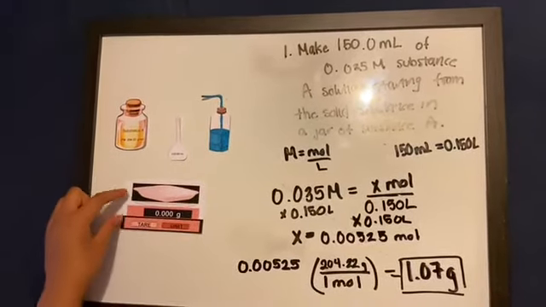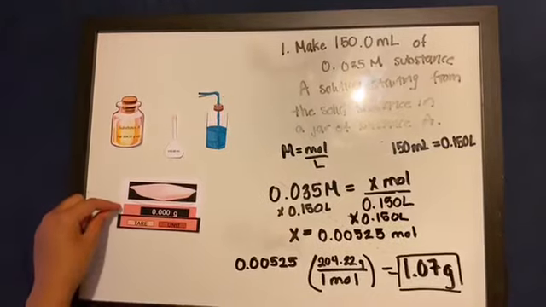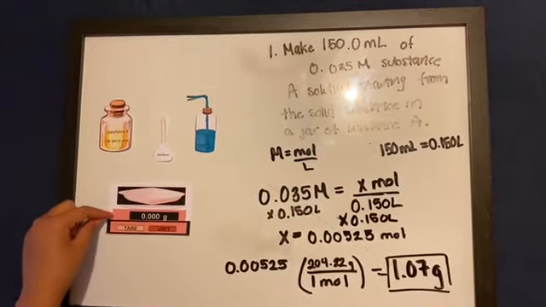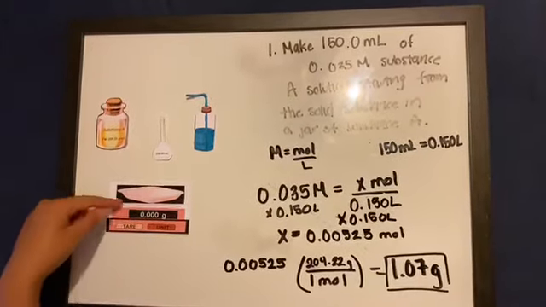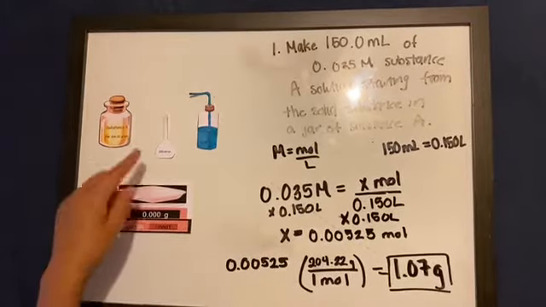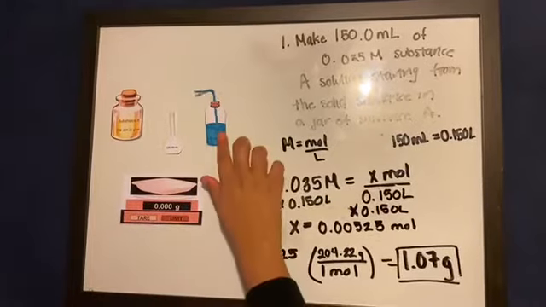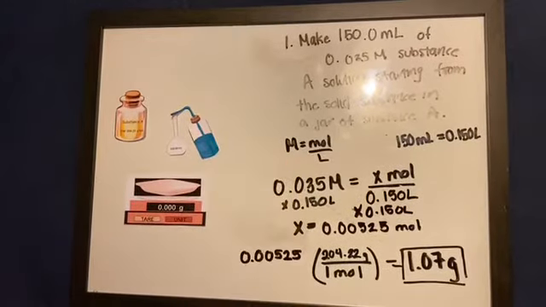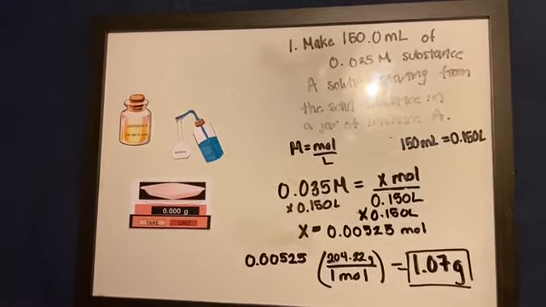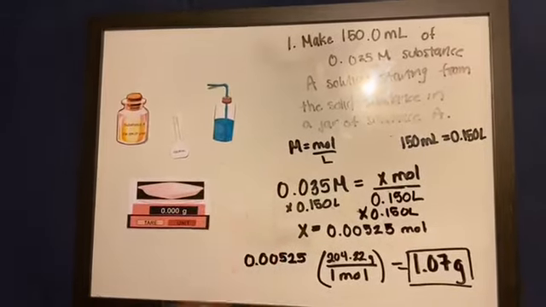and make sure that your weight is at 0. You're going to use a spatula to weigh it out to 1.07. You're going to transfer this into the flask and then fill it up to the 150 milliliter line to finish your solution.